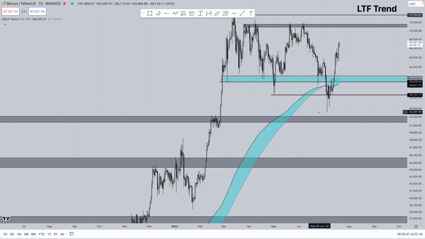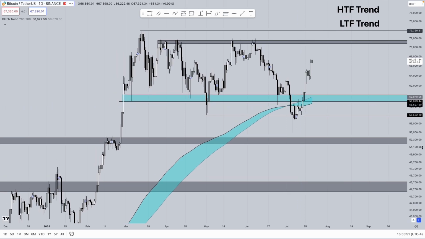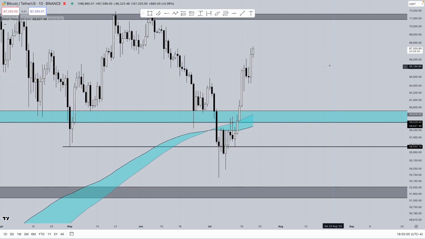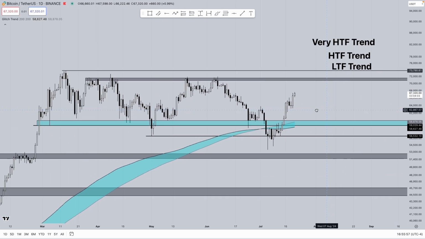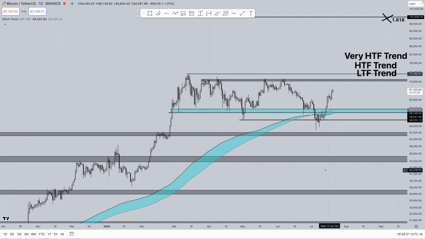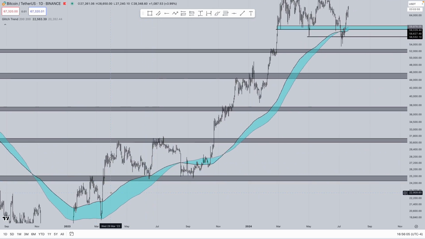And just recently, we ended up testing it, lost it, and you can see it held as resistance here, and then we got a reclaim and continuation higher. So what we're going to do here is use this daily trend as our very high time frame trend. So this is our very high time frame trend.